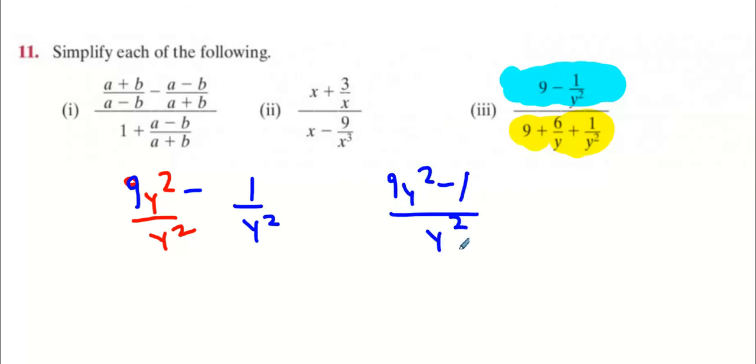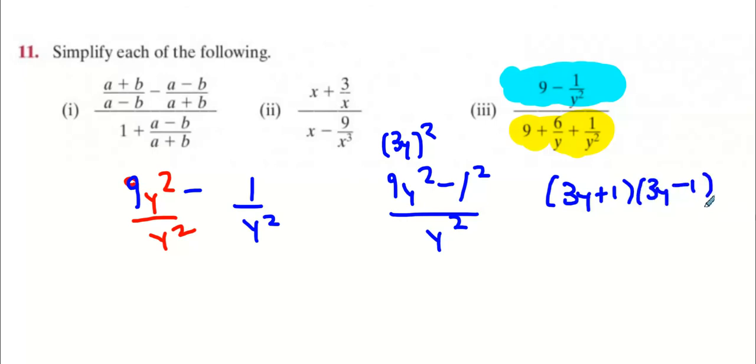What some of you may not have spotted, however, is the top part is the difference of 2 squares. So 3y squared take away 1 squared. And what does that get you? Yeah, 3y plus 1, 3y minus 1, all over y squared. That's the blue section done. Now I'm going to move on to the yellow section.